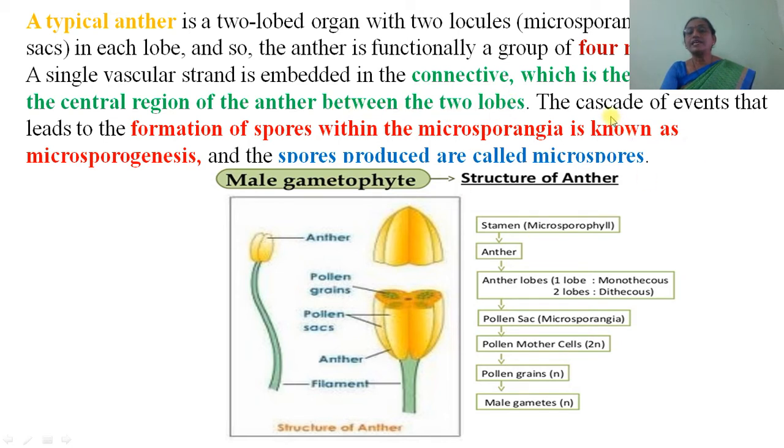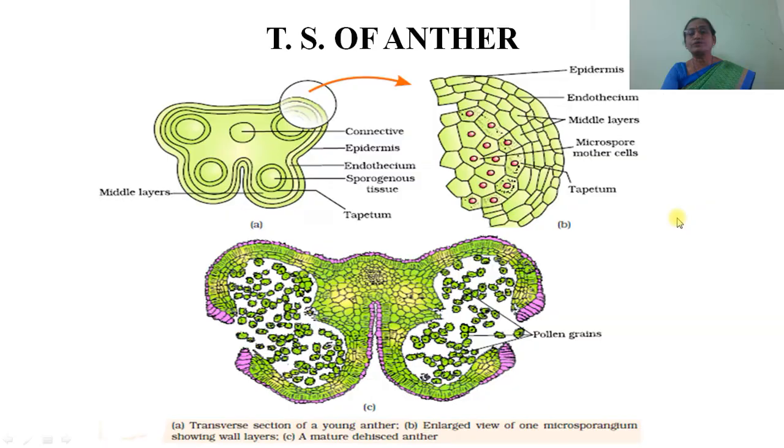The cascade of events that leads to the formation of spores within the microsporangia is known as microsporogenesis, and the spores produced are called microspores. This is the structure of the anther. Here is the filament, and these are anthers, and inside the anther, when a transverse section is taken, we can see pollen grains in the pollen sac, and this is the process of microsporogenesis. TS of anther, this is a diagrammatic representation.